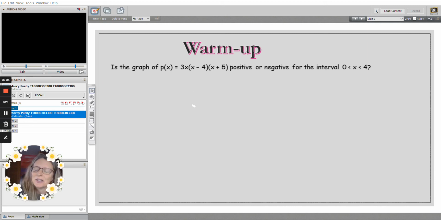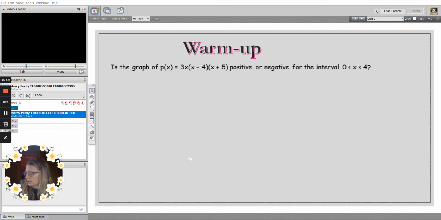This is the answer to the warm-up question that you were asked to do when you started the Nearpod lesson. Is the graph of p of x equal to 3x times x minus 4 times x plus 5 positive or negative for the interval from 0 to 4?